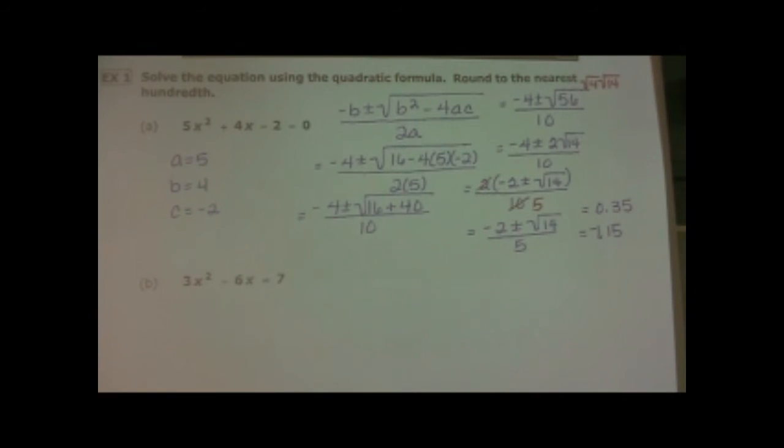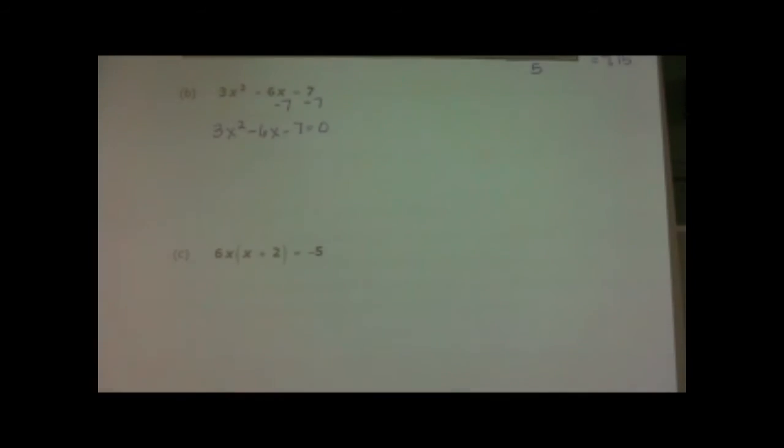So this is pretty easy. The biggest difficulty is remembering the formula and not messing up the math. So let's do the next one. And the first thing that we're going to have to do is we have to have 0 on one side. So subtract 7 on both sides. And so you've got 3x squared minus 6x minus 7 equals 0. All right, now your A is 3, B is -6, and C is -7.